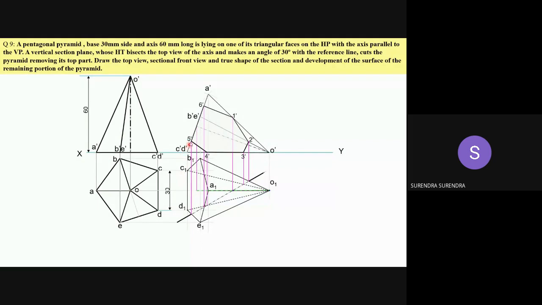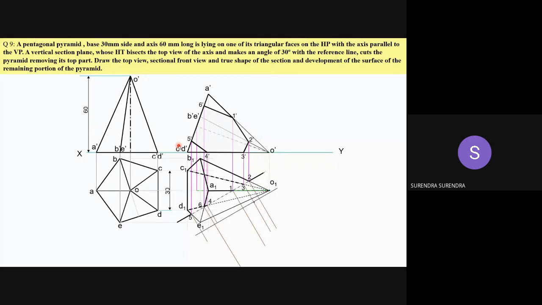C2B edge, D2E edge, the point here I'm representing. At this point, D2B. Now join all, retain the remaining part, eliminating the remaining part. Highlight only the retained part and complete the hatching.